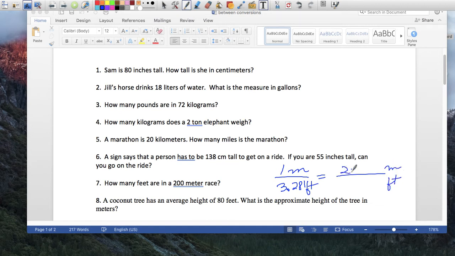So the race is 200 meters. Times 200, and at the bottom it's going to be times 200, so 200 times 3.281 is going to give us 656.2 feet.